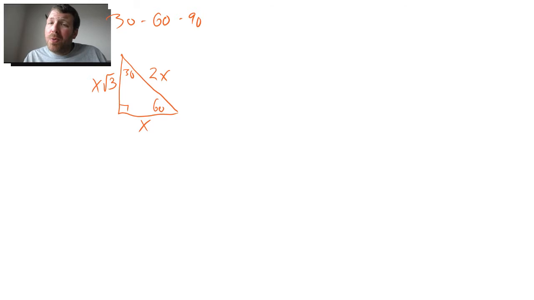So for example, if x was 2, then that would mean this side length down here would be 2, which would mean this one would be 2 times the square root of 3, okay? And then this one would be 4 because 2 times 2 is 4. So that's kind of how that works.